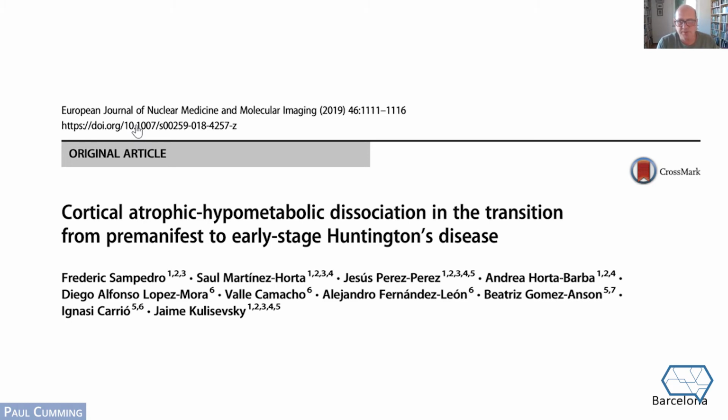But it's still an interesting question about when the disease really starts. Can you use PET to detect changes in metabolism that might precede the onset of the disease, or distinguish between the preclinical state and an actual clinically manifest Huntington's? Next slide.